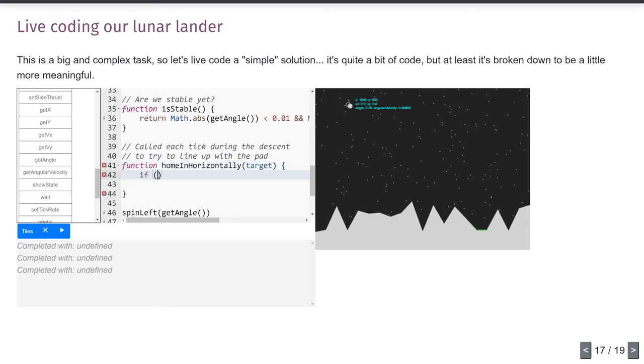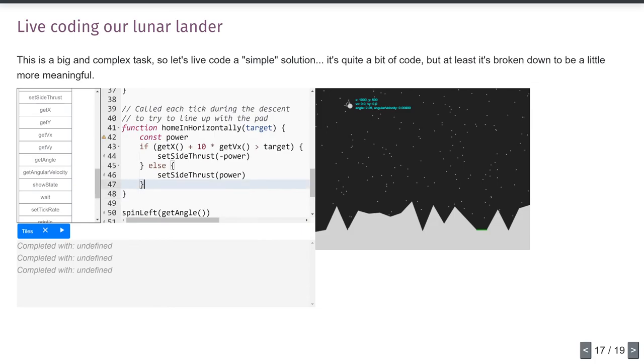And let's say if where we're going to be in some amount of time, so 10 seconds' time, so 10 times our horizontal velocity is bigger than the target, then I would like to, let's put a power in here, const power, just so we make it easy to use the same power in both places. Then let's go set side thrust of power. Set side thrust, no, I want to go left, don't I, if I've gone too far. Otherwise, set side thrust power. All right, that's what we're doing there, and we want to set that to 0.1.